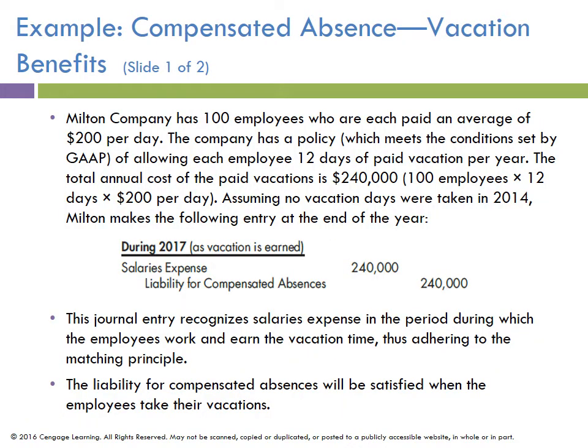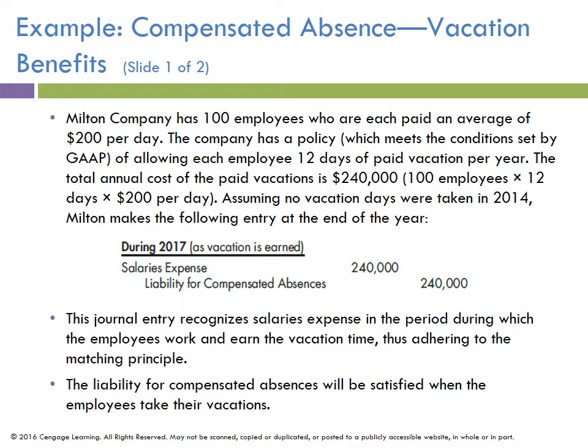Take a look. Milton Company has 100 employees who are each paid an average of $200 per day. The company has a policy which meets the conditions set forth by GAAP for accrued, or compensated, absences of allowing each employee 12 days of paid vacation per year. The total annual cost of the paid vacation is $240,000. 100 employees, 12 days, $200 per day.